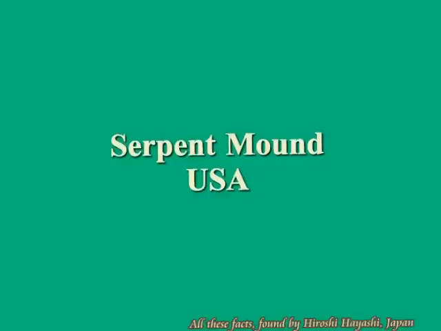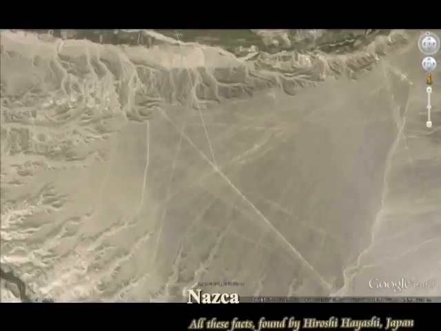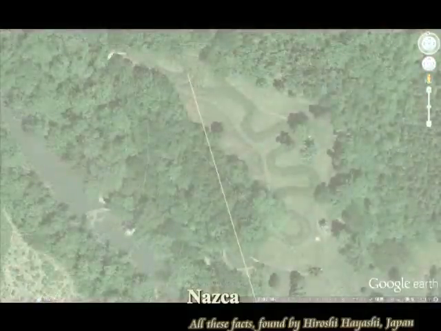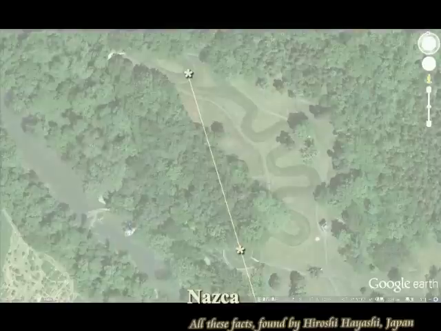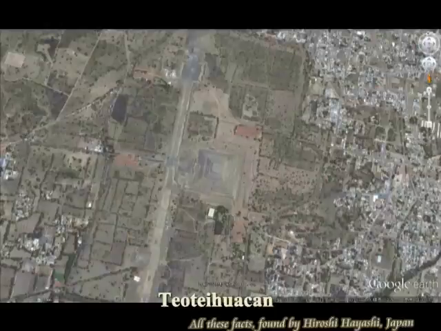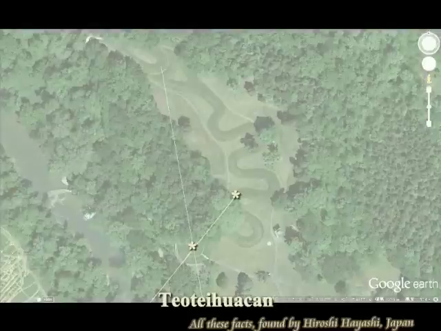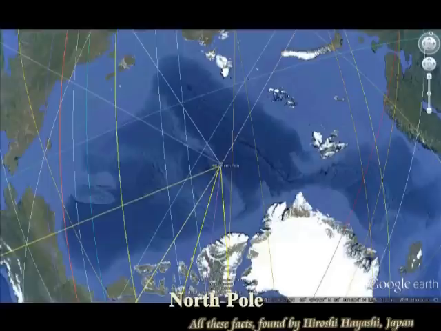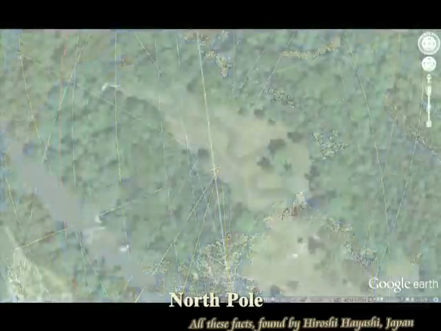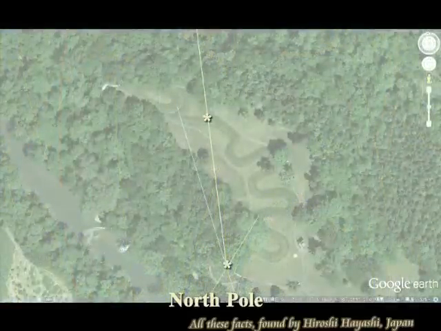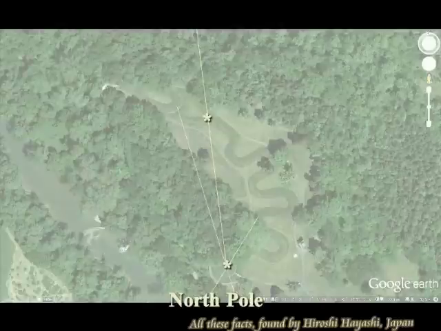And Serpent Mound, USA, Nazca. Okay, from Nazca, I draw a line to Serpent Mound. You can find this sort of a line here, like this, and the points are like this. And from Teotihuacan, I draw a line from Teotihuacan to Serpent Mound. Okay, at the round corner of the snake is the point that shows the direction to Teotihuacan. From North Pole, I draw a line from North Pole, and this point, have a look. At this point, eye of the snake and a serpent, and North Pole point here.